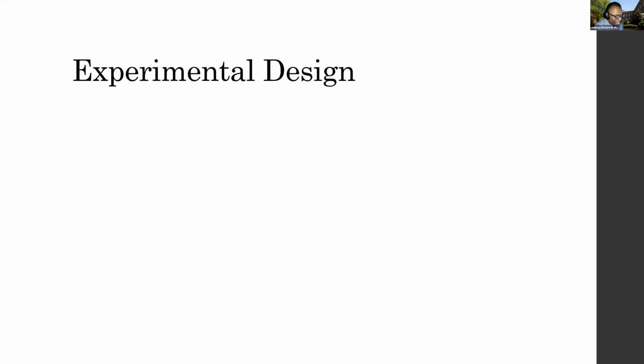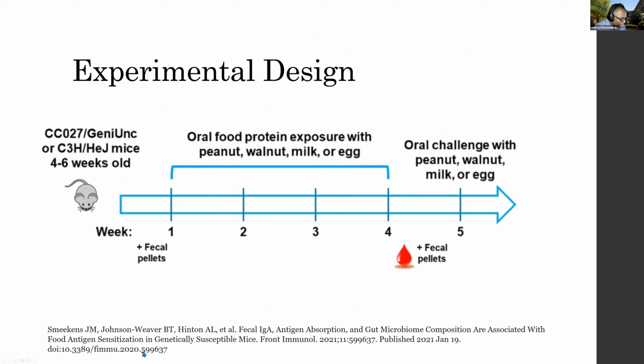And so I'll just talk about the experimental design, because before we actually start doing our model, I'll ground you in how we did this experiment. In this work, in the first 4 to 6 weeks, we took mice from both strains, the CC027s and the C3Hs. Fecal pellets were collected before they were exposed to the food antigen, and then they were collected after they were exposed to the food antigen.